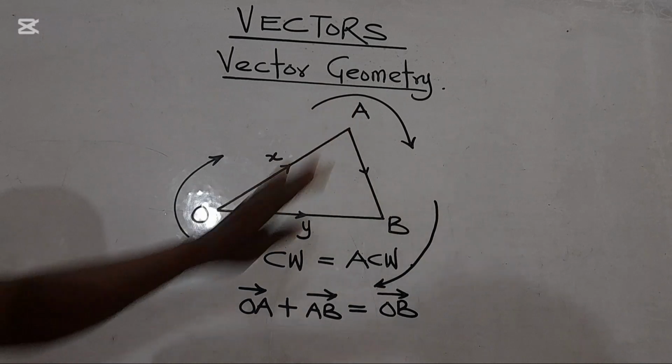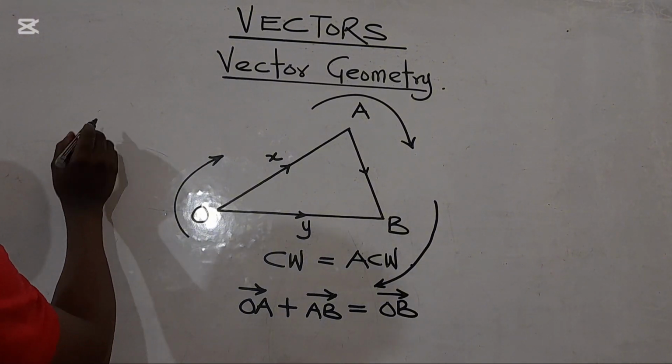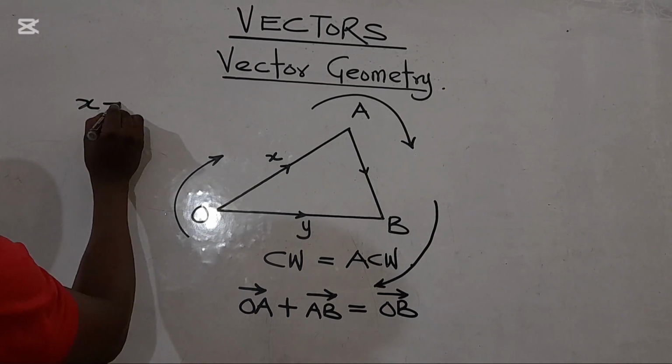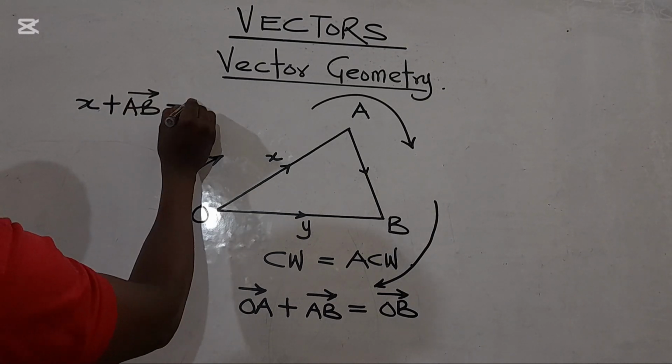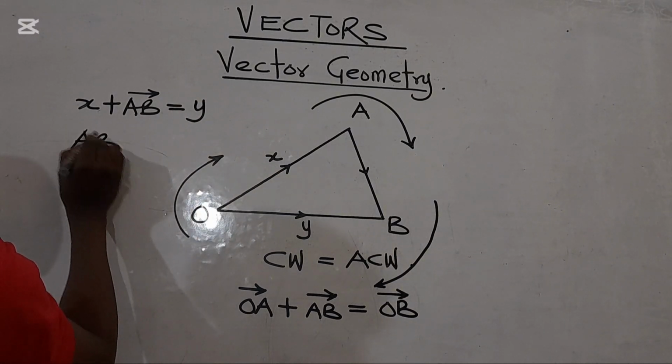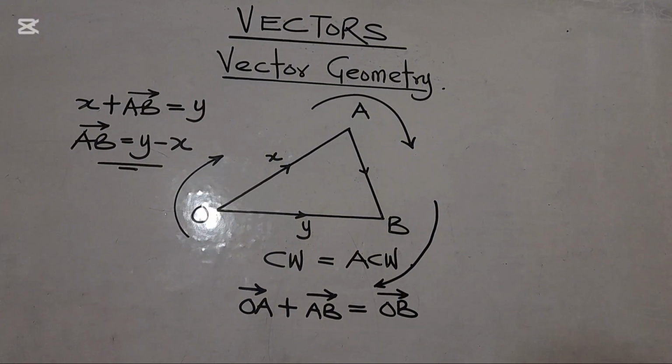So we have defined the triangle. So we can say, OA is X. AB we do not know. And OB is Y. So AB can be said to be Y minus X. Answer. Now we've represented it. Remember, OA is X, OB is Y. So we have represented line AB in terms of X and Y.